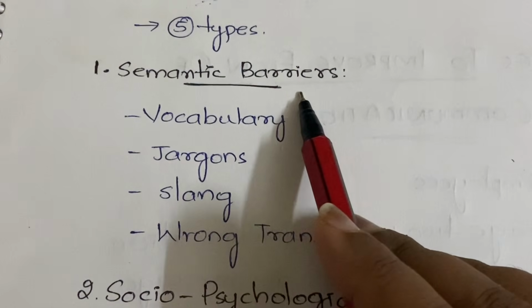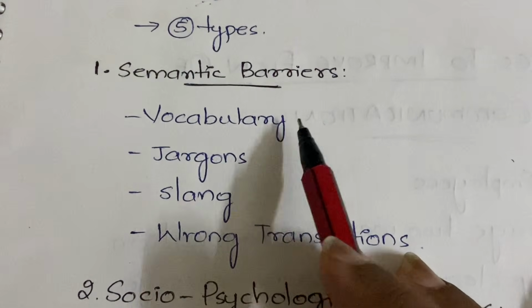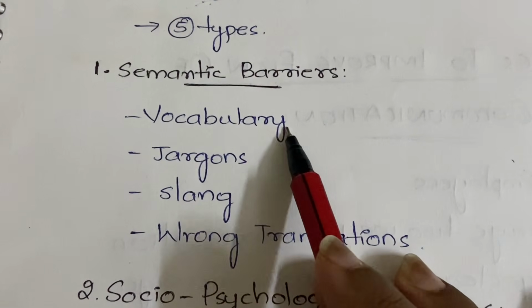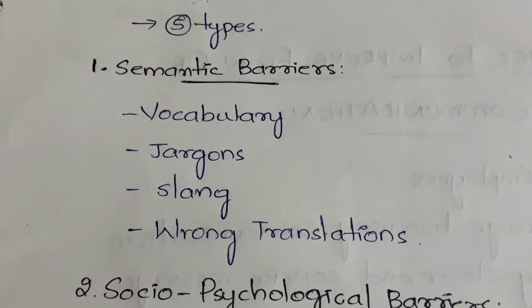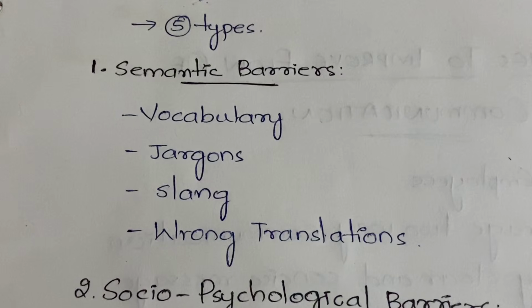First is the semantic barriers. In semantic barriers, the first one we have is vocabulary. So vocabulary is not the same for everybody, right? See, my level of English could be different, your level of English could be somewhat higher than mine, so the vocabulary which you are using, that is the words which you are using, may be different when compared to the words which I am using, right?